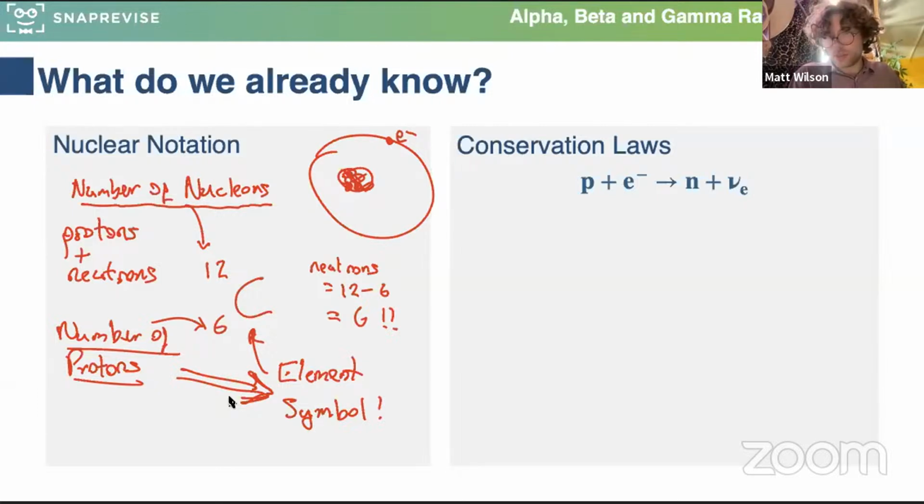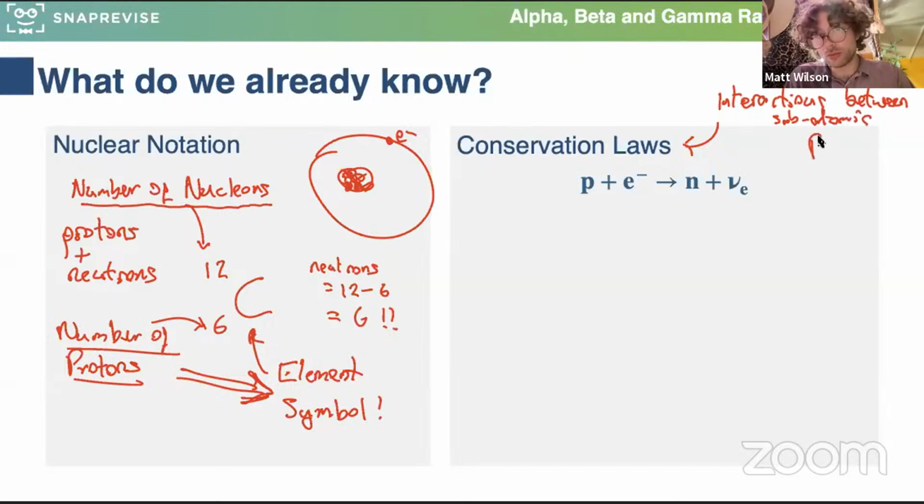Okay, good. Next, let's talk a little bit about conservation laws. So these are laws which are concerned with deciding whether interactions between subatomic particles can happen. So these are about interactions between subatomic or atomic particles.